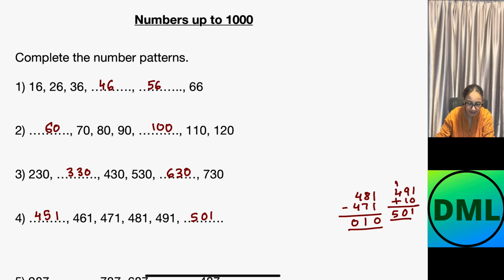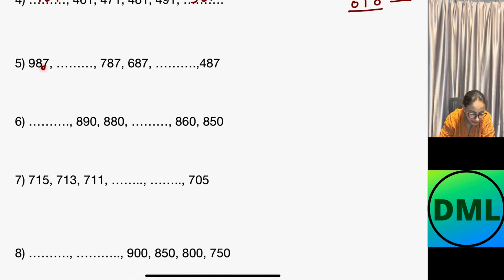Let's see the next example here. 987, dash, 787, 687, dash and 487. Can you see that here the ones place and the tens place number is the same in all the numbers we have? Can we write down here 87 and 87? Let's see the pattern here. This is 4. This is in the decreasing order.